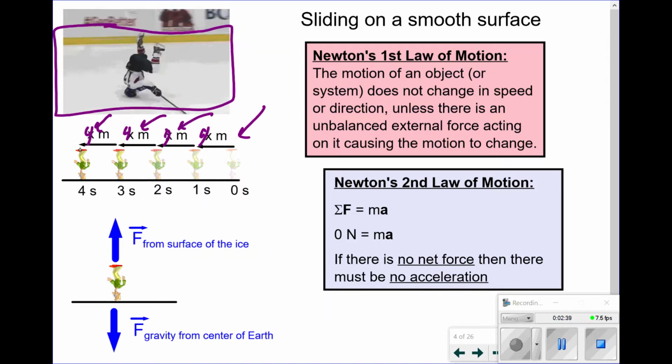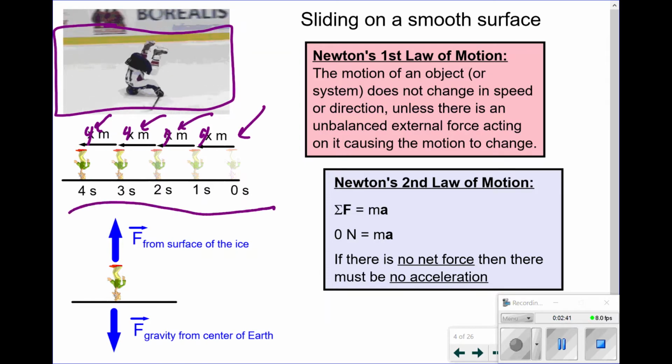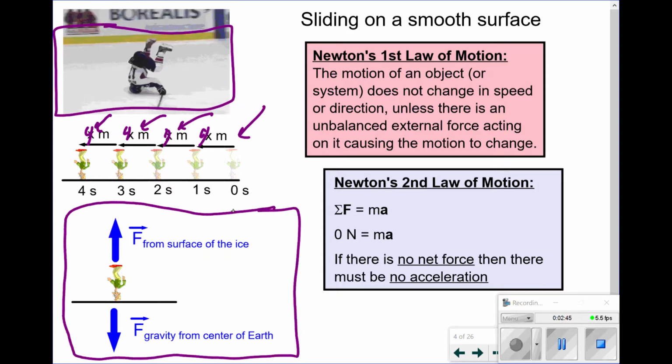And if we look at a free body diagram of the forces acting on this person, we know that there's gravity pulling the person down and the ice is pushing the person upwards. And these two forces have to be balanced out, because if the ice pushed up more than gravity, the person would be flung up into the air. And if gravity pulled down more than the ice was able to push up, the person would fall through the ice. So these two forces are balanced out, which means they cancel.